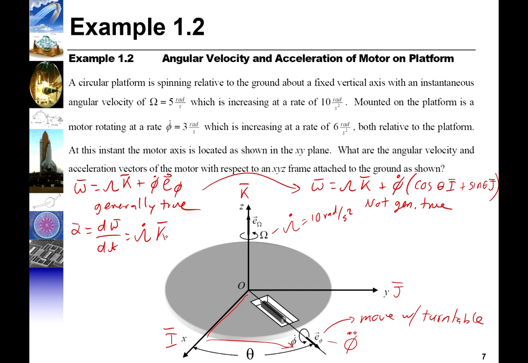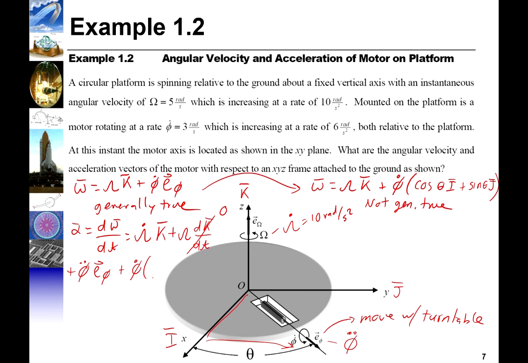plus omega times the derivative of the k unit vector, but k is a fixed unit vector, so that's obviously going to be 0. And then we need to add in the second term, plus phi double dot e phi plus phi dot, and now we need the derivative of the e phi unit vector, and that's where we'll use our formula.